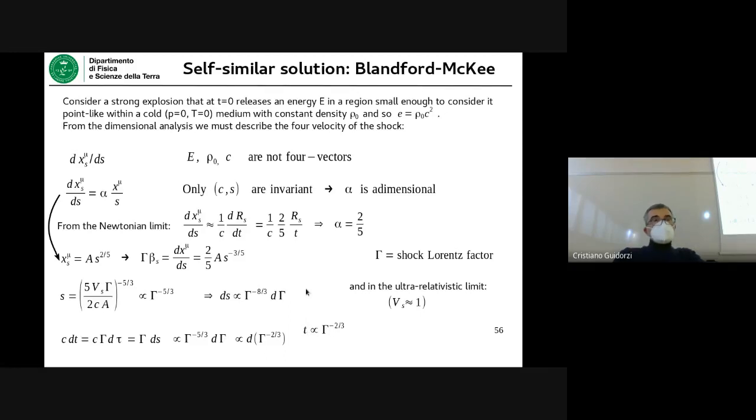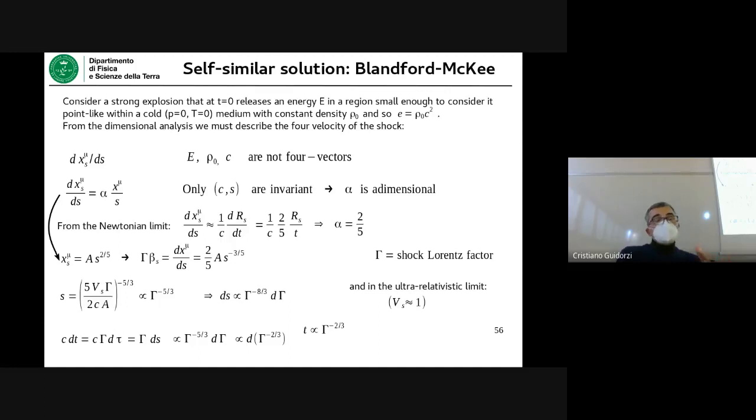Why is this useful? Because this is telling you how the Lorentz factor of the shock depends on time. It is exactly what we want. If you remember, in the case of Newtonian physics, we wanted to know the position of the shock as a function of time. Here we see the scaling. Well, the position at the lowest order is c times t, because the shock is ultra-relativistic, so it is moving at the speed of light. So its position will be ct at a given t.